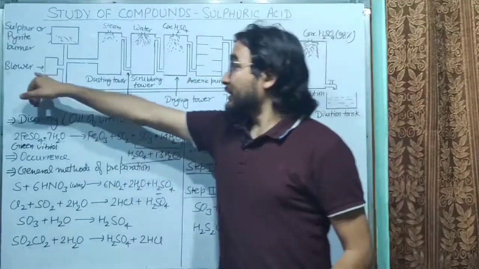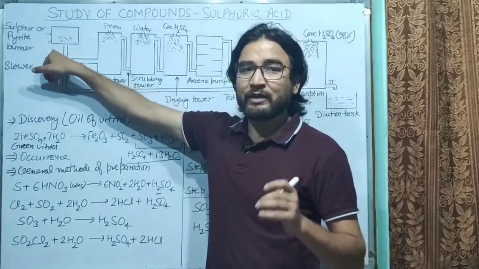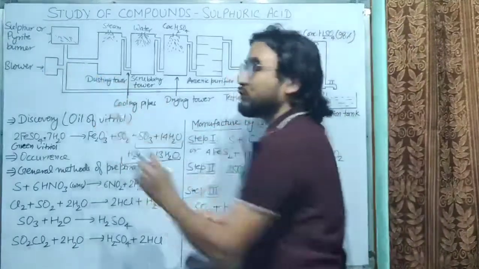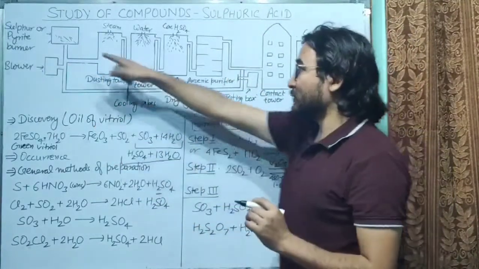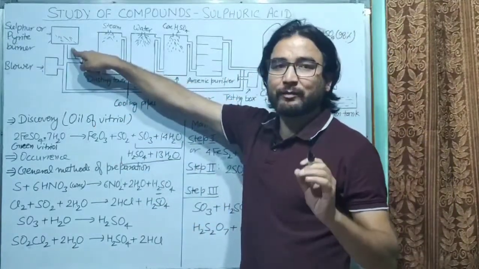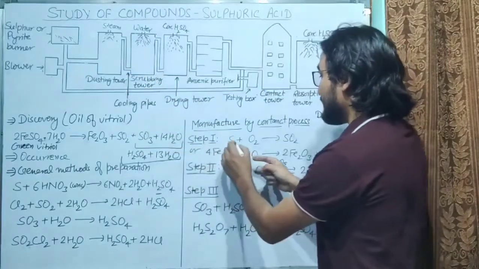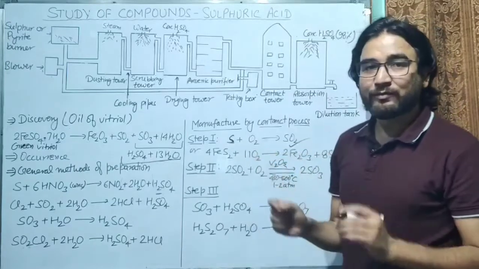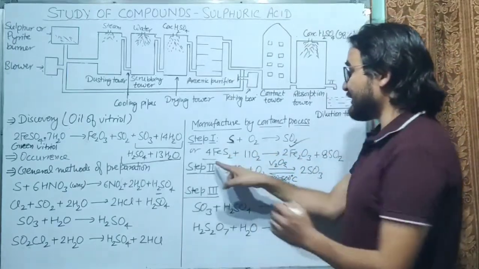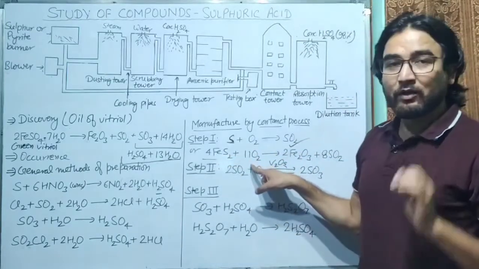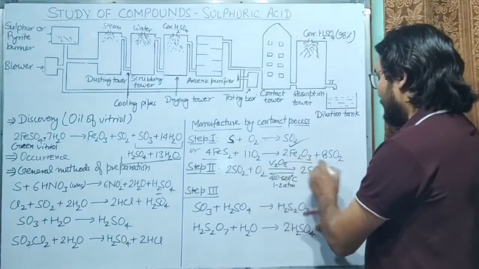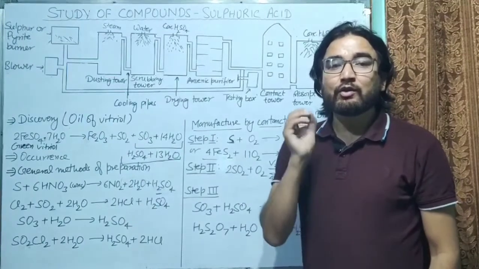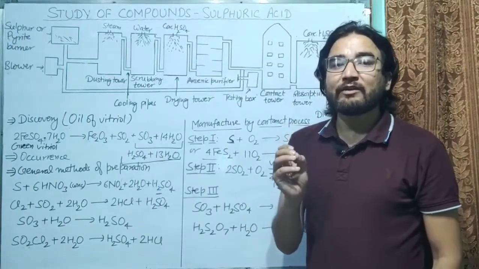So air is passed to burn the sulfur or iron pyrite. This is the reaction for that. The blower is used to pass the air. Then when the air is passed to the sulfur or pyrite burner, this reaction will take place. Sulfur will react with oxygen obviously and will form sulfur dioxide. And if it is iron pyrite with oxygen, it will form ferric oxide and sulfur dioxide. So our first step is to obtain the sulfur dioxide gas.